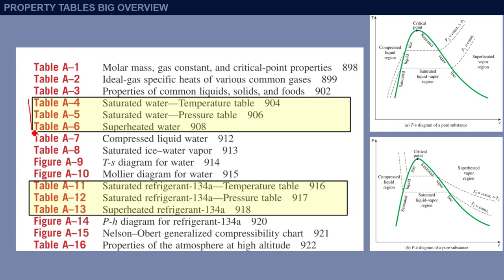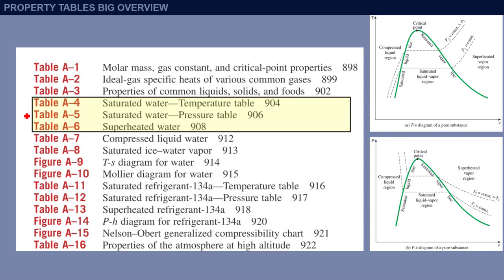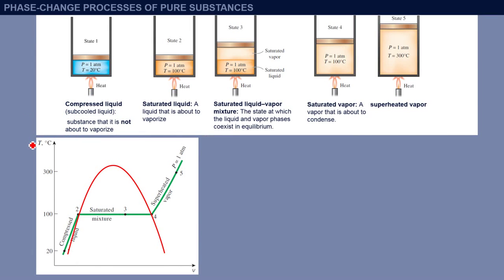In your textbook, you are given two sets of tables for these two liquids. If you understand water tables, you can easily understand refrigerant tables. So for the moment, let's focus on water tables. It is easy to connect the problem to thermodynamic property tables using a TV diagram. So let's revise the TV diagrams briefly.